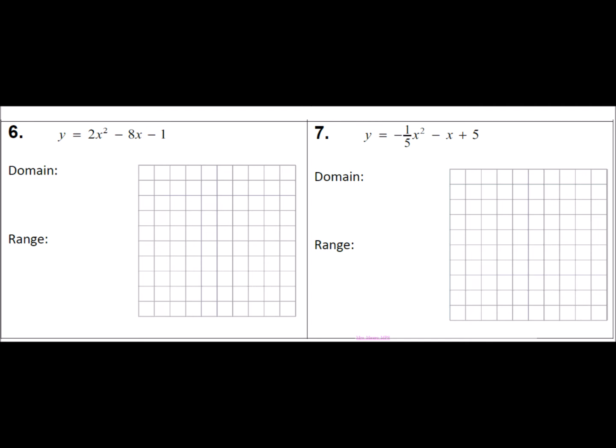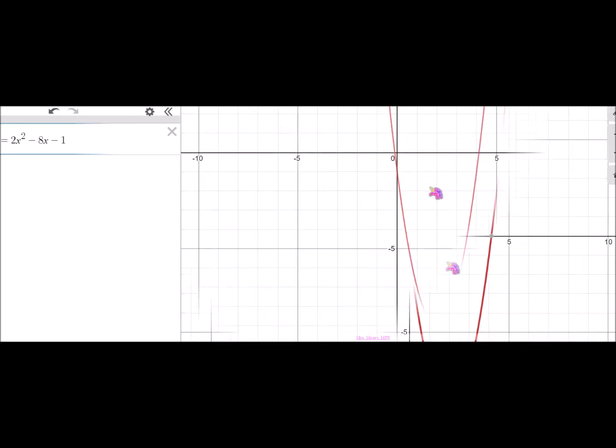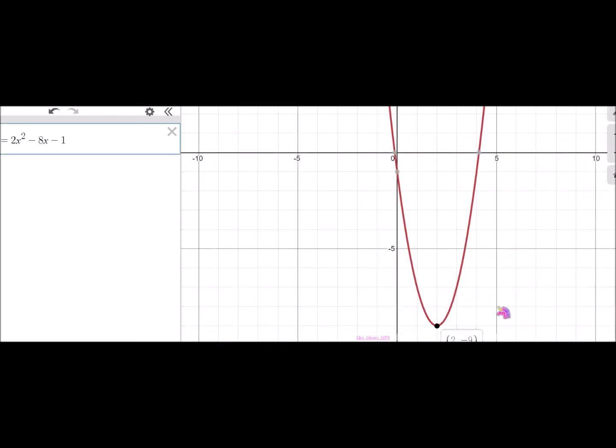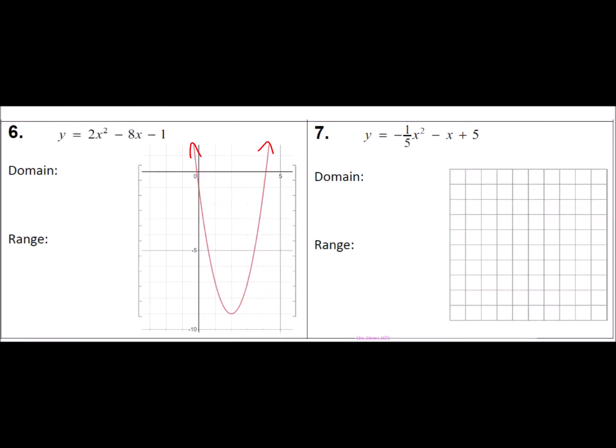For time's sake, I'm going to go ahead and do this one in Desmos, and then we'll talk about the domain and range. All right, so if you look, we can see our 2 zeros are right there, and my vertex is down here below. As you look at this, the domain is going to turn out to be forever left, forever right, so all real numbers again.